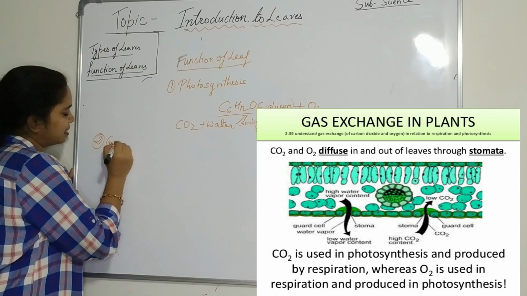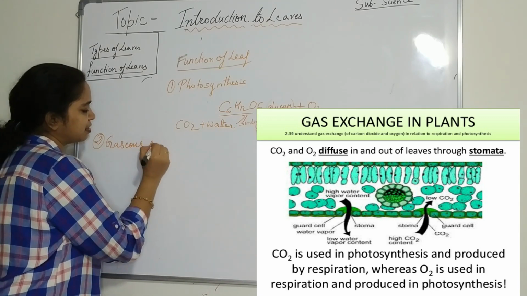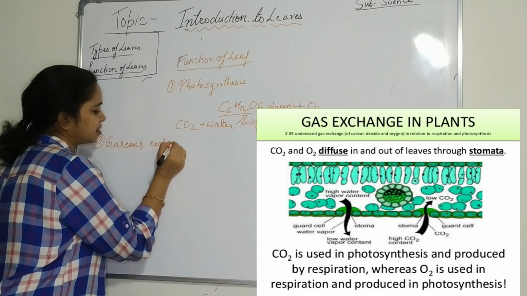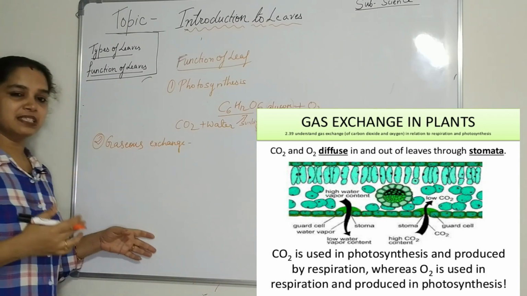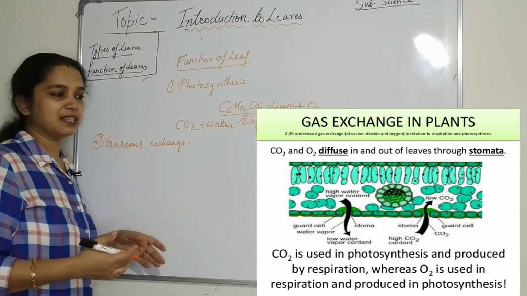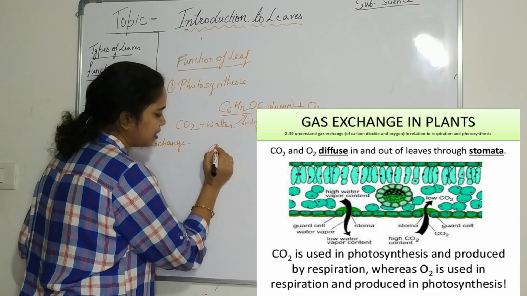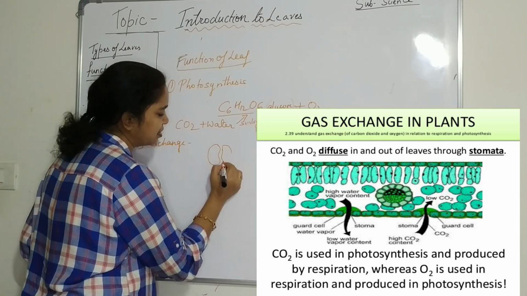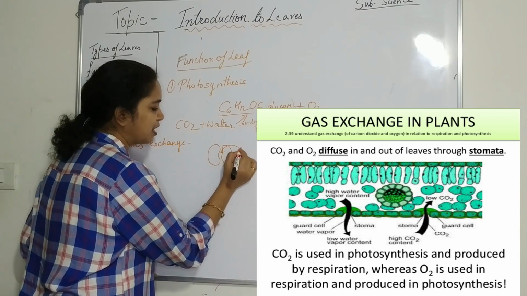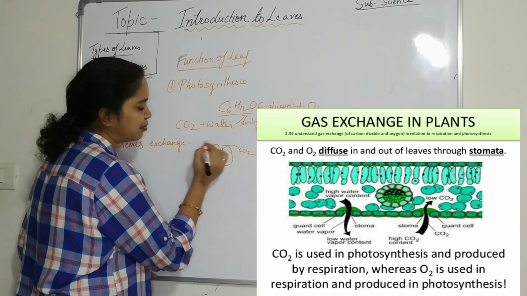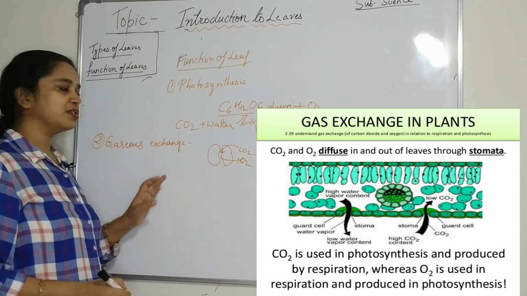Next is gaseous exchange. Where does gaseous exchange take place? Gaseous exchange generally takes place in the stomata of the leaf. The stomata are present on the lower surface of the leaf, and through the stomata carbon dioxide goes inside during the daytime and oxygen comes out.